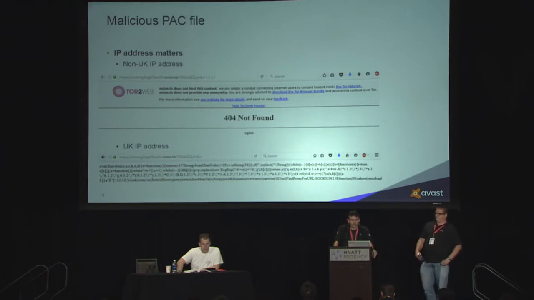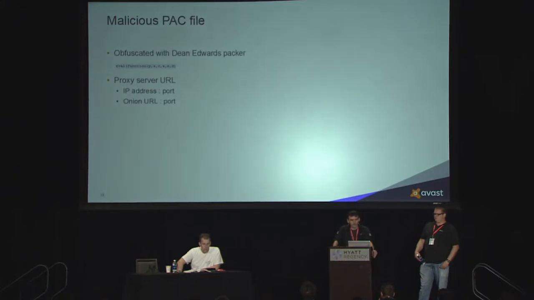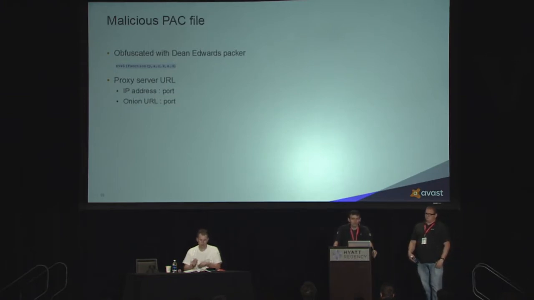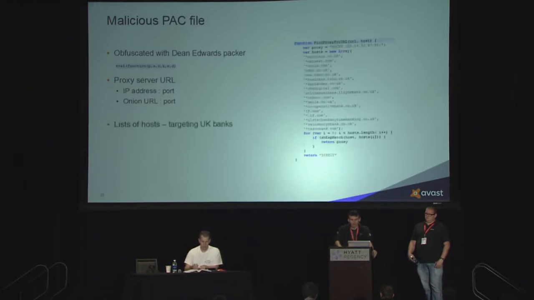There is the configuration file. It's a very small one, again obfuscated by something like Dean Edwards Packer, which is easily recognizable. The file is small, usually a few hundred bytes or a few kilobytes maximum. After deobfuscation, it looks like this. There is, as Jan mentioned in the beginning, the FindProxyForURL function. Then there is a proxy variable, which tells what proxy server should be used. There is an array of targeted bank websites.